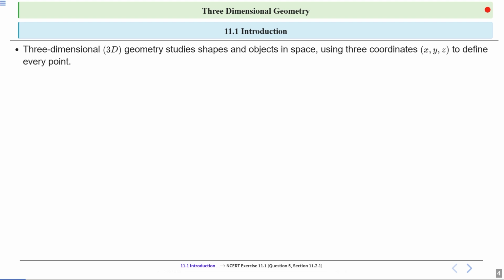So, we will now start by understanding what three-dimensional geometry is. In 3D geometry, we study shapes and objects in space using three coordinates x, y, and z. Every point in space can be described by these three numbers. Okay, so using three coordinates x, y, z, we define 3D geometry.